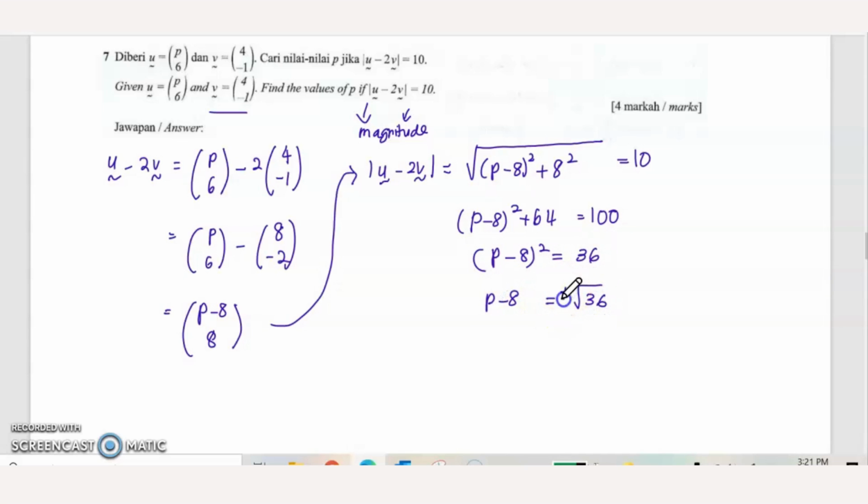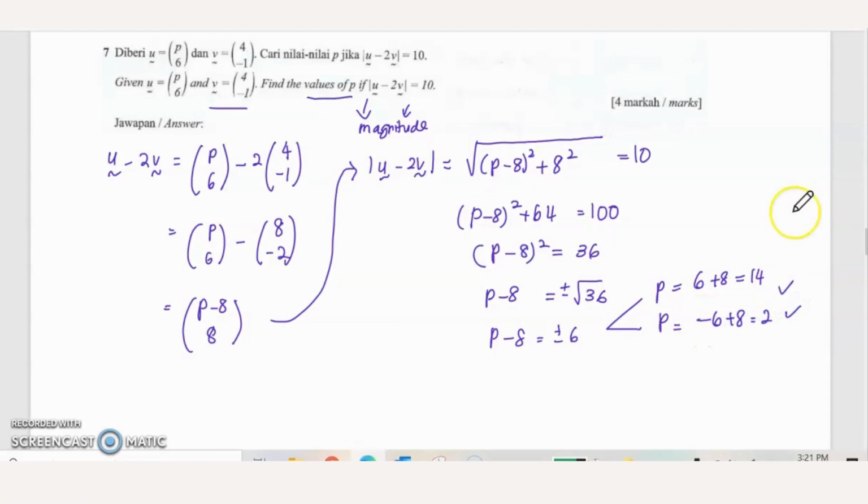Okay, plus minus lah. So soalan kat sini values of P. Mana ada dua values of P. Di P minus 8 equal to plus minus 6. Okay, so P equal to 6 plus 8, which is 14. And the second P is negative 6 plus 8, which is equal to 2. So that is the answer for question 7.